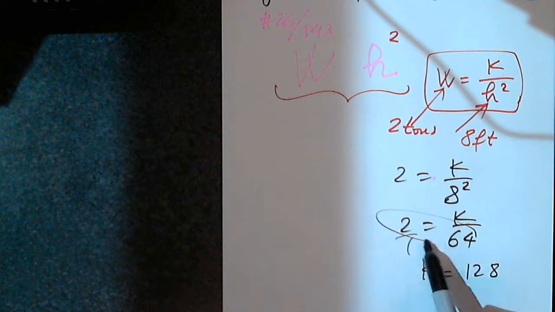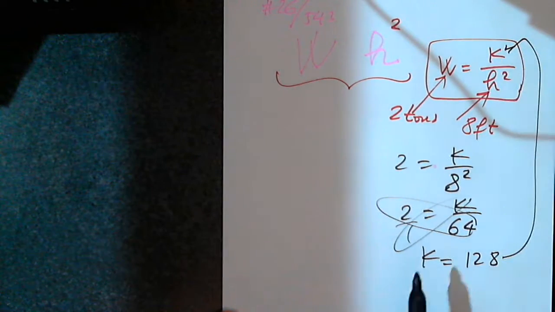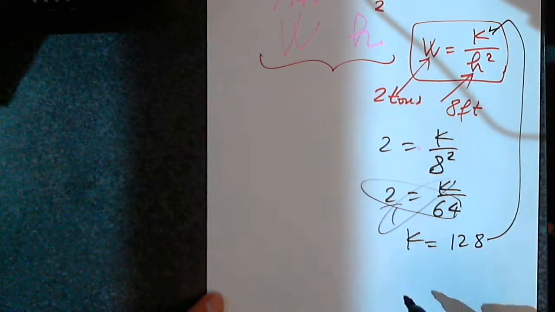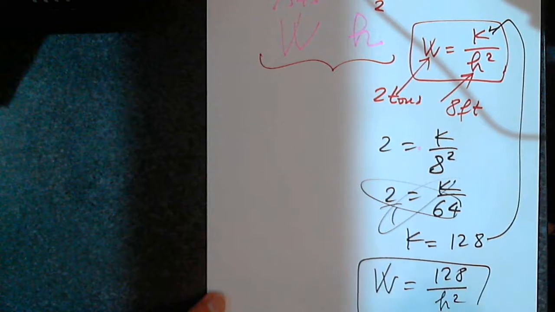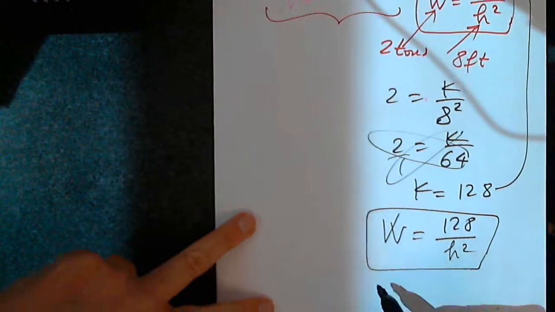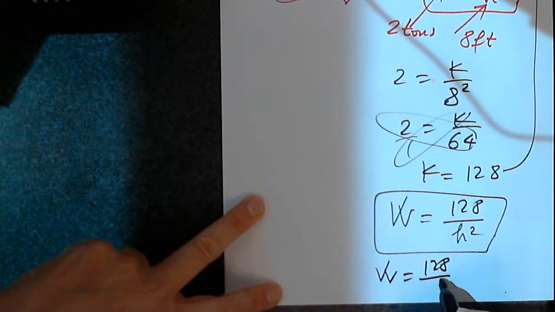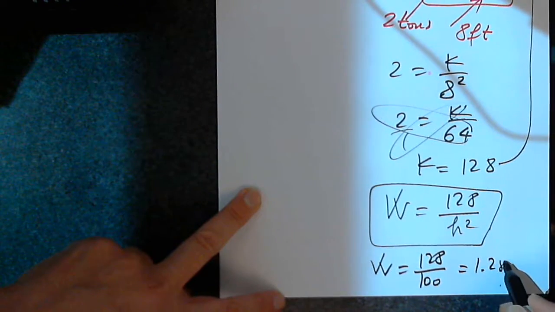Now we know how to cross multiply in a proportion. I have to go back and put it back in the equation. So now I write that W equals 128 over h squared. And now I can answer the question: find how much weight a 10-foot column can hold. So this is, you can write 1.28.